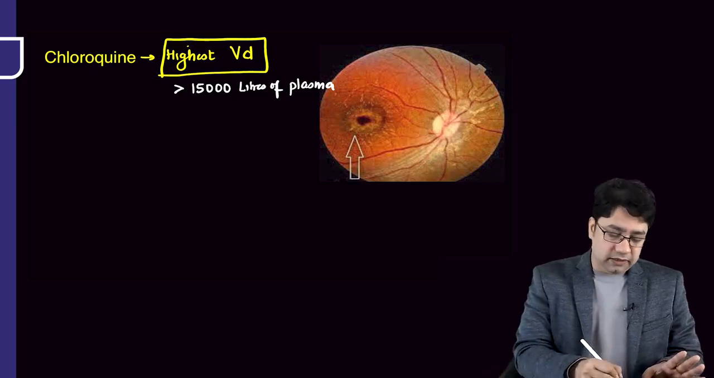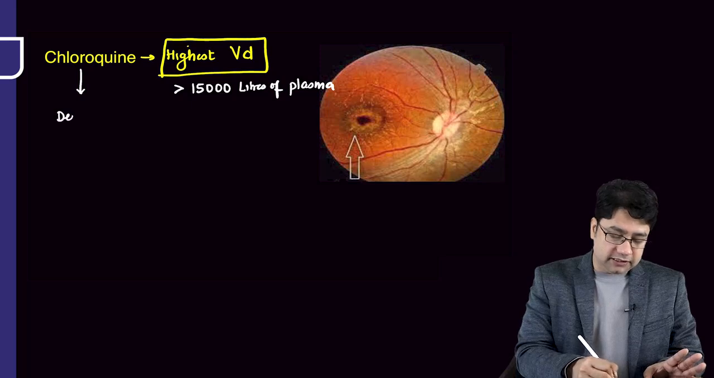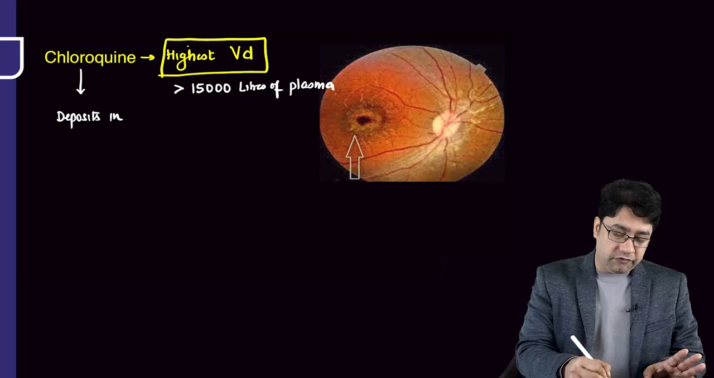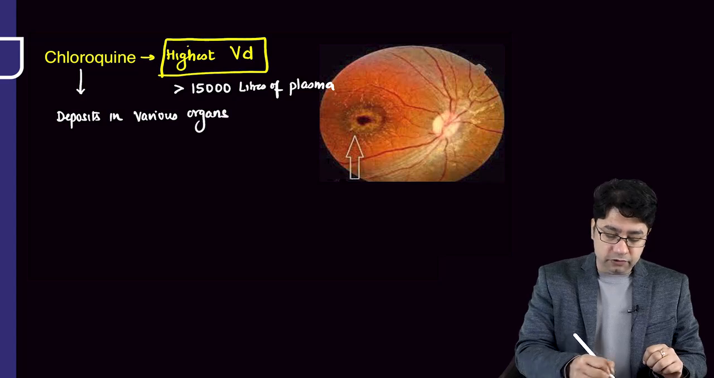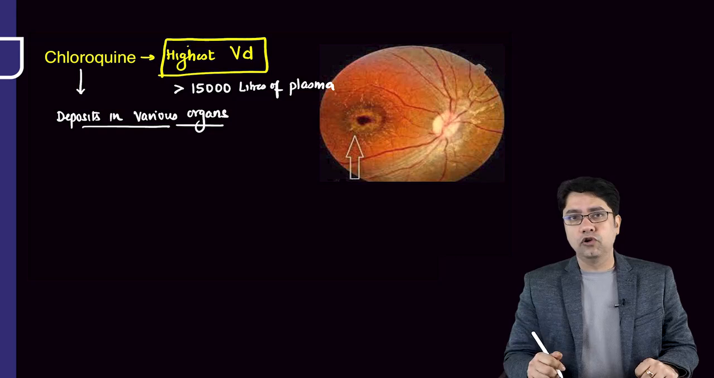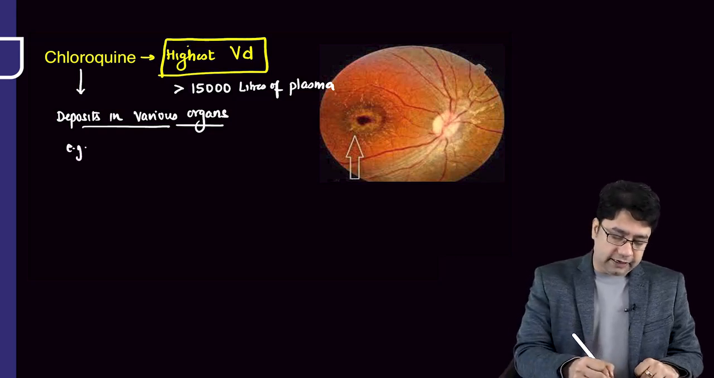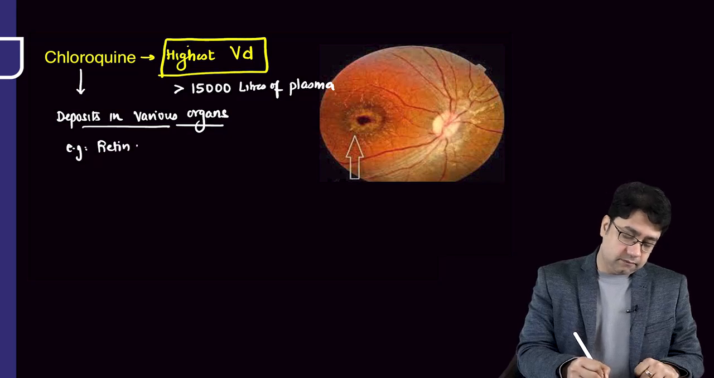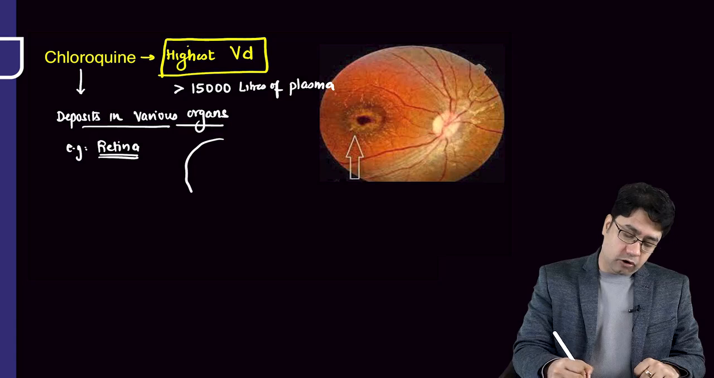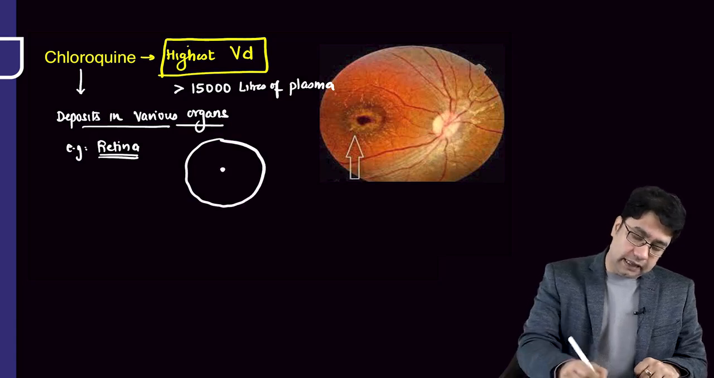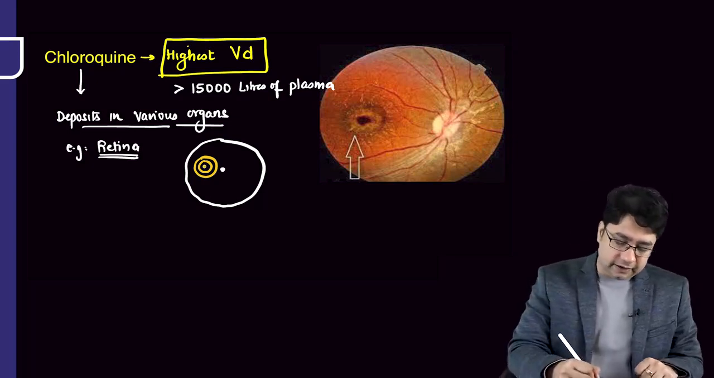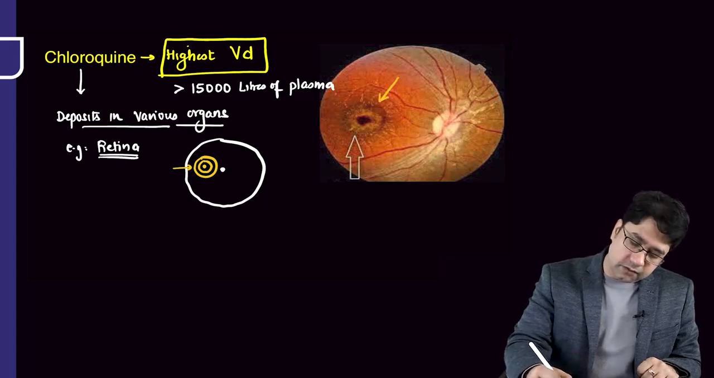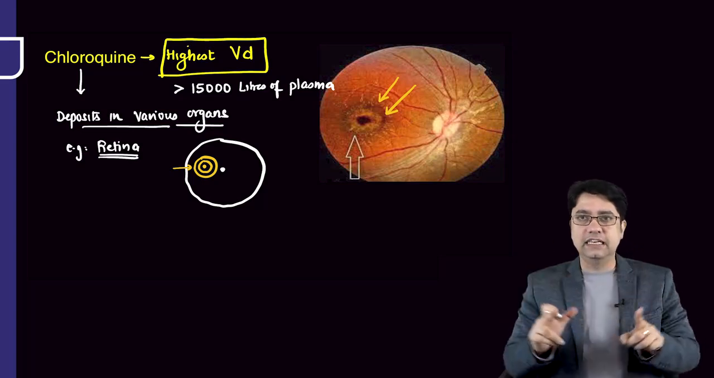So chloroquine, high VD means it deposits in various organs. That is what high volume of distribution means. Now, when chloroquine deposits in retina, what happens? In retina, chloroquine deposits like concentric rings. So you can see this image of chloroquine deposition like concentric rings.